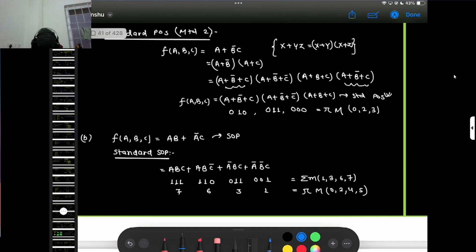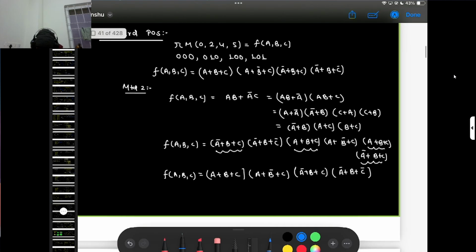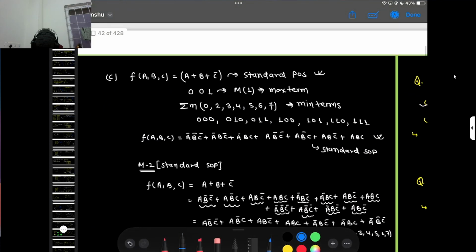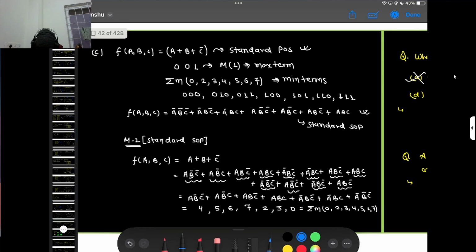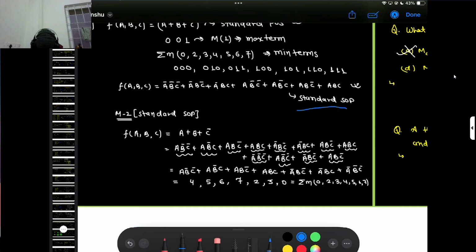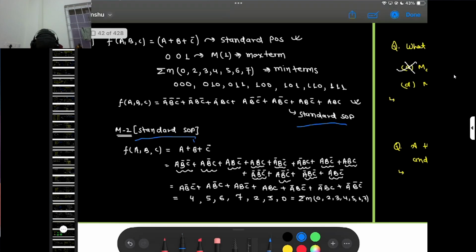So basically you just write all the input terms, either C bar or C, B bar or B, A bar or A. Standard POS for A, B, C: A plus B plus C bar, standard POS, 001 is M1 max term, summation of m 0 2 3 4 5 6 min terms, triple 0 0 1 0 0 1 1 0 0 1. So this is the standard SOP, like this M2.